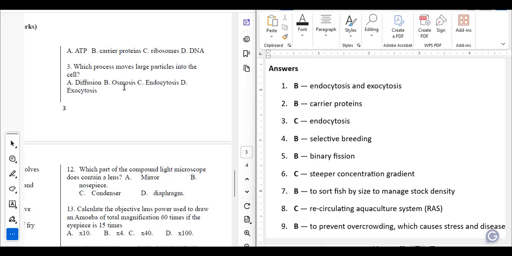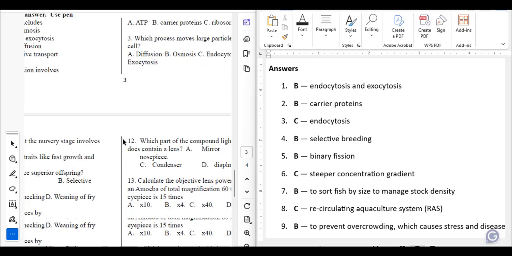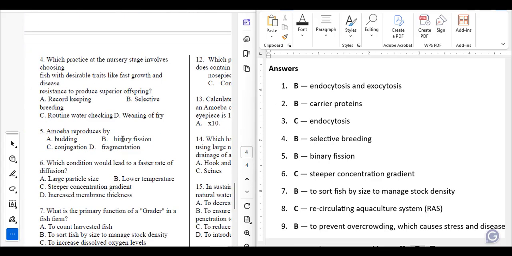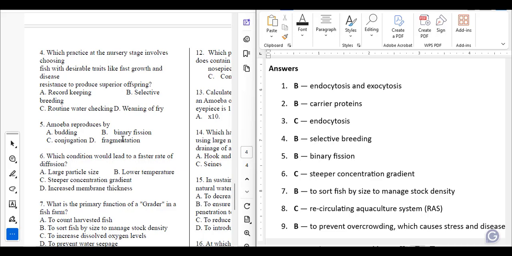Alright, next one. Which process moves large particles into the cell? Large into the cell. So diffusion, osmosis, endocytosis, exocytosis. Endo means inside, so that should be your choice.